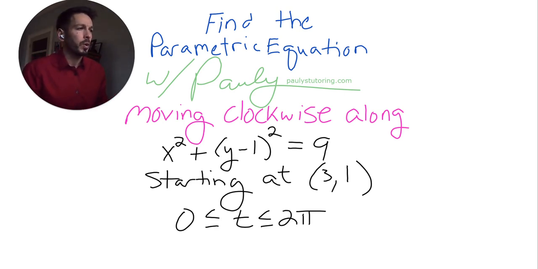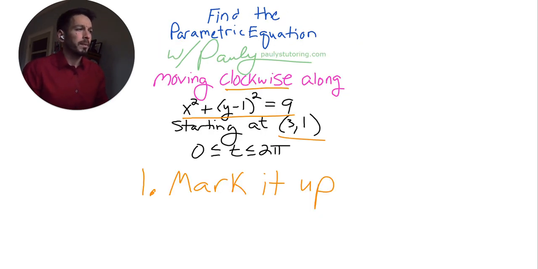Find the parametric equation moving clockwise along this equation here, starting at 3, 1. So the first step here is to mark it up. We need that important information. Clockwise is super important, the equation, and the new starting location of 3, 1.